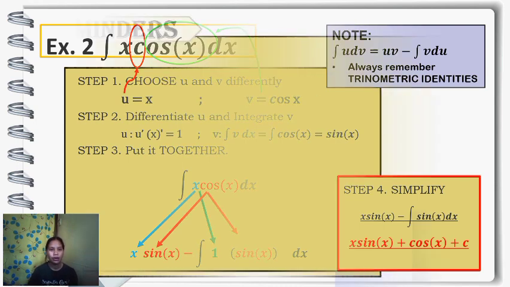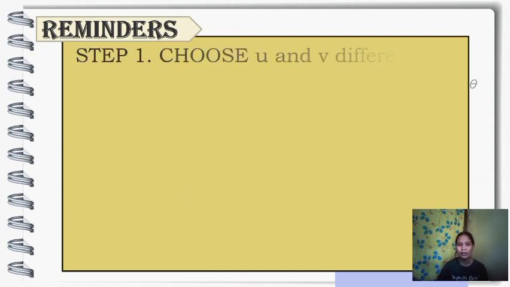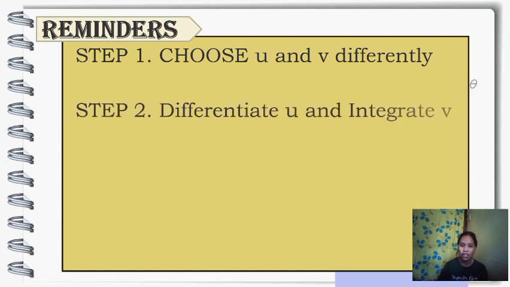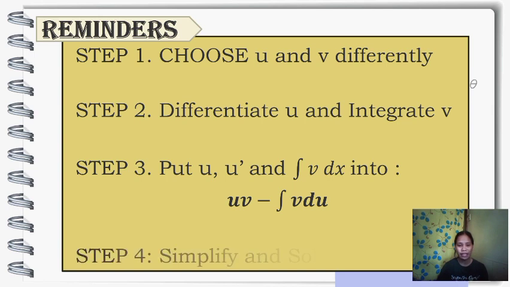So that's all for today. Reminders, our steps. Step 1, choose u and v differently. Step 2, differentiate u and integrate v. Step 3, put u prime and the integral of v dx into uv minus the integral of v du. And step 4, simplify and solve.